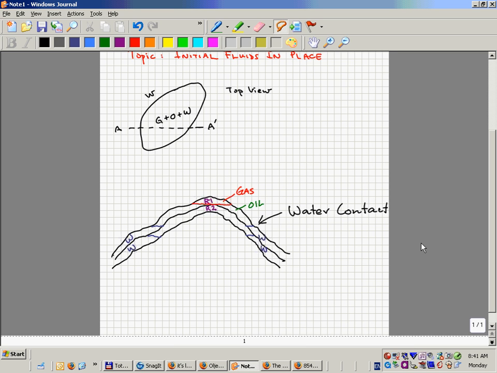So let's make the second reservoir only containing oil. That's what everybody likes, oil, so we'll give it just oil everywhere in reservoir 2.